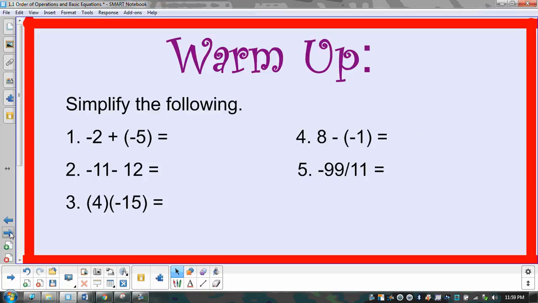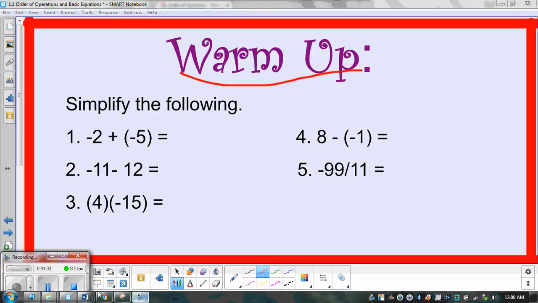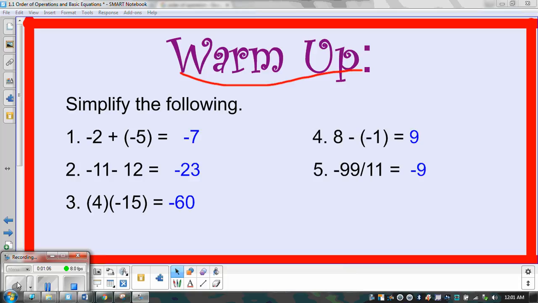The next line you would write warm up and underline it so that it stands out in your notes. I would like you to write down these 5 problems, go ahead and solve them, and then come back and check your answer. How did you do? Go ahead and check the 5 answers, and as you will hear throughout this entire year, anytime you make a mistake, that is an amazing opportunity to learn from it. So take a moment, pause the video, and make any corrections that you need to.